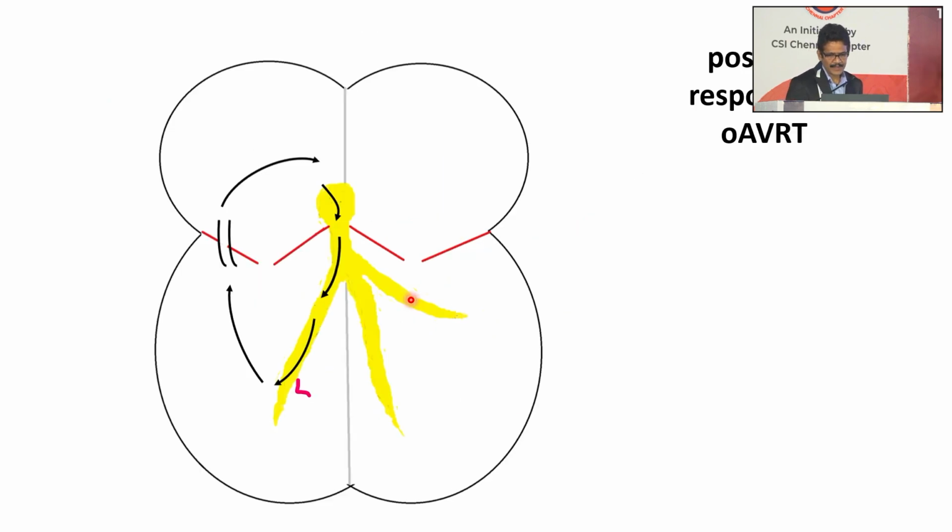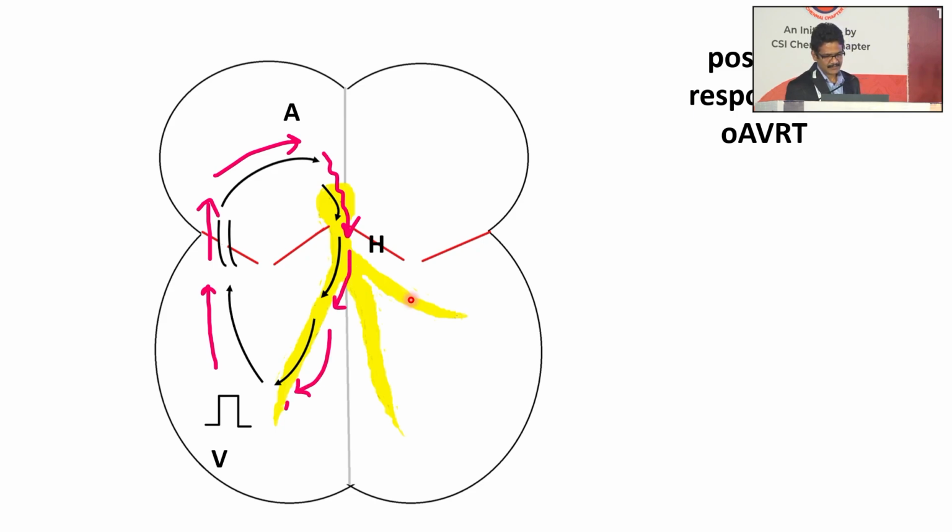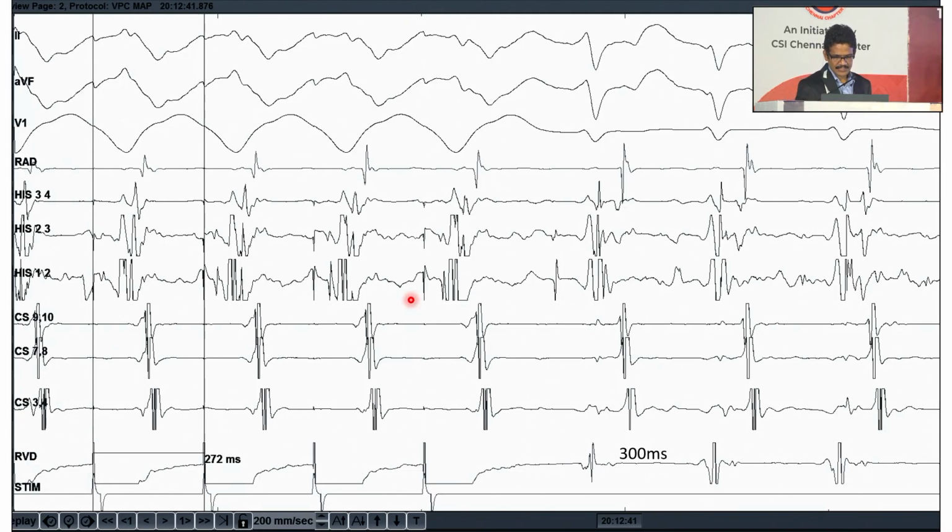So in the post V pacing response in orthodromic AVRT, the last paced V captures the ventricle, goes to the atrium via the pathway, and depolarizes the atrium, so you get an A. Then it comes via the AV node, causes the His, and then comes to the ventricle. So you get an AH response or the AV response. Both in AVNRT and orthodromic AVRT, you get an AV or an AH response. So this was a tachycardia going on at 300 milliseconds. We paced at 270 milliseconds, and this is the last paced V. This comes to the A, H, and V, so you get an AHV response.